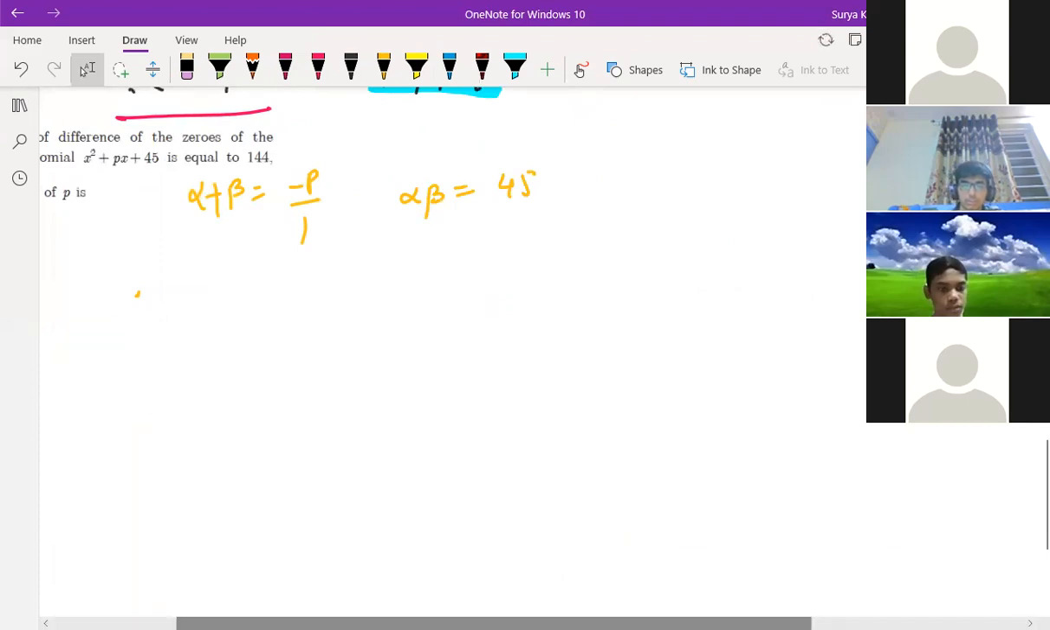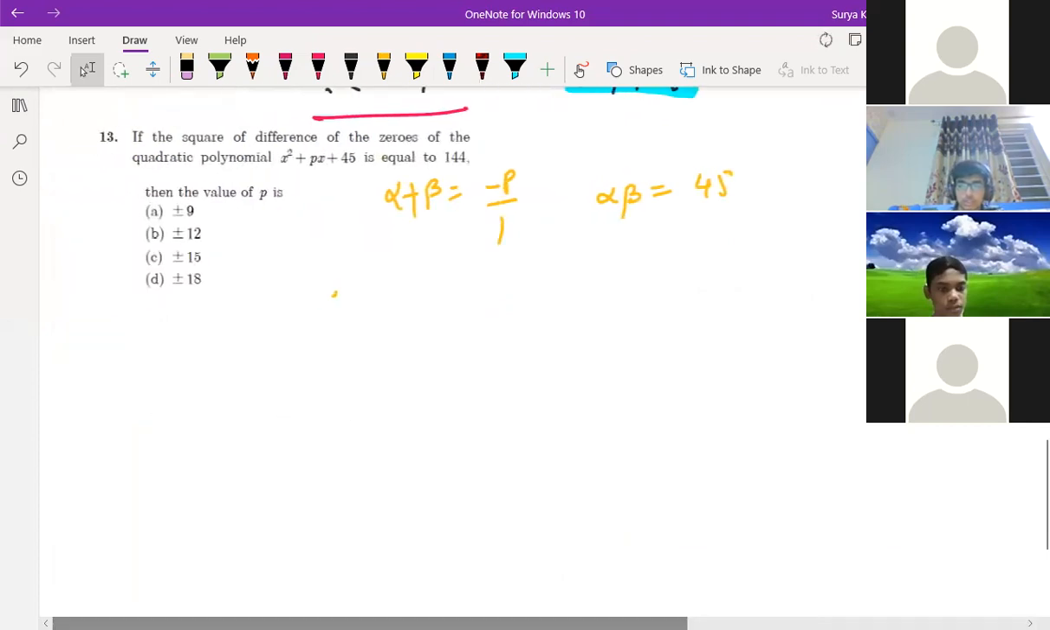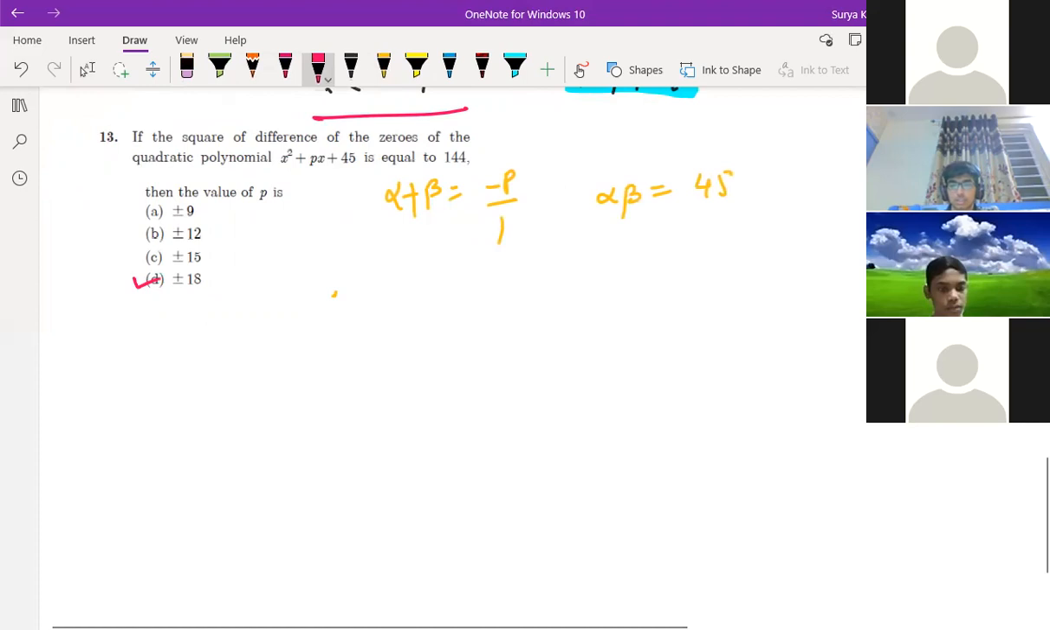Then we'll solve. Sir, I got the D option, 18. If the square of the difference of the zeros, what do you mean to say? Like this you are saying, or a different thing, or this one? Which one you have solved, Rasul?